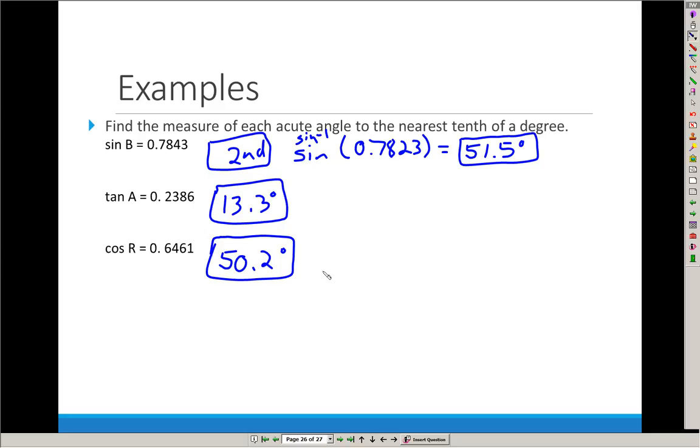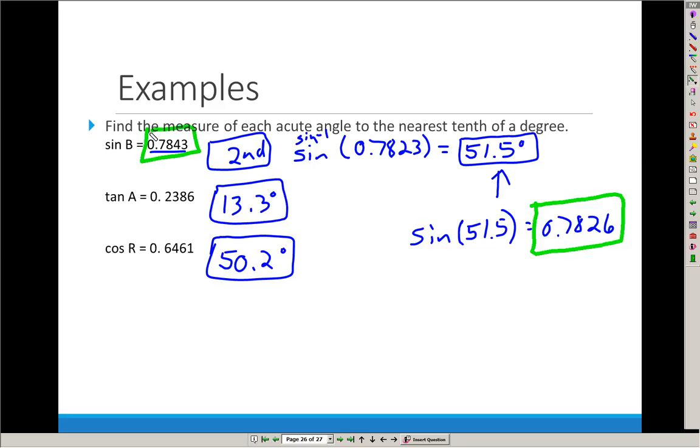Now I want you to notice something else here. Remember how the arc sine of 0.7843 gives you 51.5? Now punch the sine of 51.5 degrees, and it's going to give you 0.7826. And the reason that that's not the same is because it was rounded. But look, 0.7826 versus 0.7843, that's pretty much the same number. So the sine of the angle gives you the ratio, but the arc sine of the ratio gives you the angle. Make sure you know the direction you're going so you can use the correct feature, whether it's the sine or the arc sine.